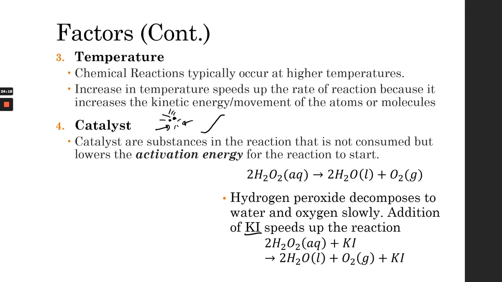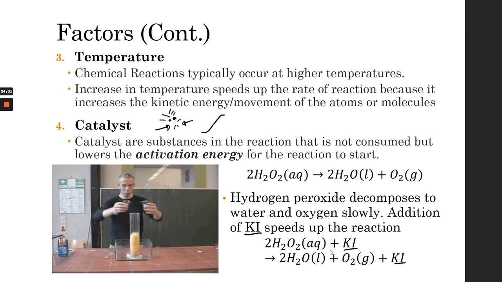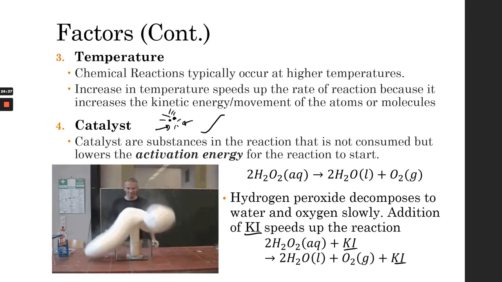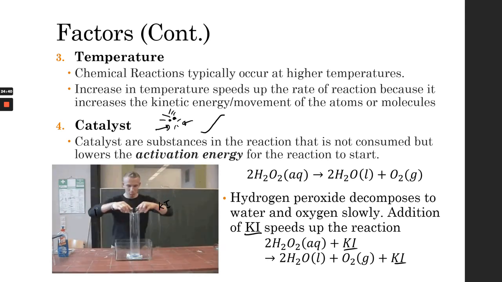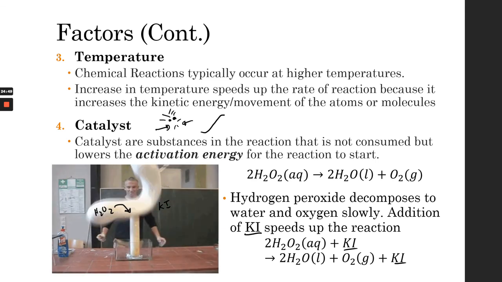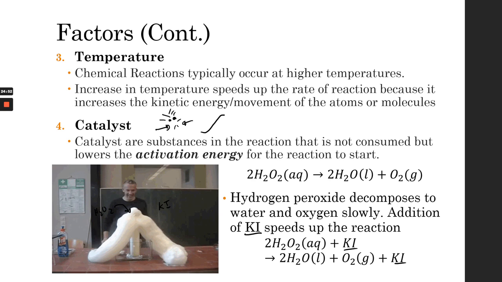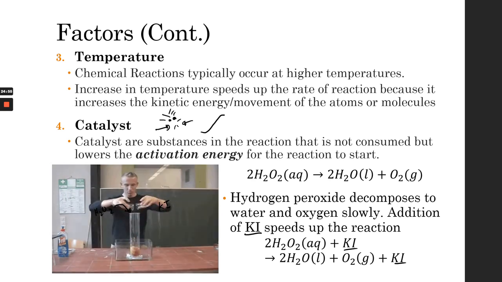Here's an example right here. If I have hydrogen peroxide and then add KI, the production of water and oxygen will increase. But the KI is not consumed because it just acts as a catalyst. So for example, I have KI here, and I have hydrogen peroxide here. Let's just say if we added just H2O2, hydrogen peroxide, it just remains hydrogen peroxide. You will not see the production of water and oxygen.